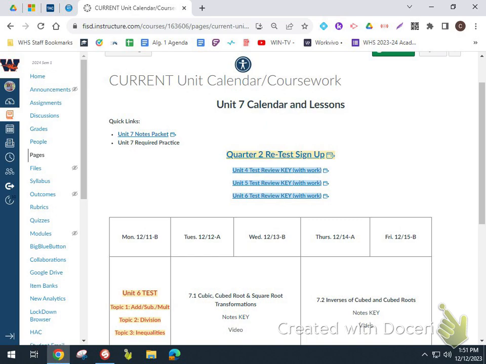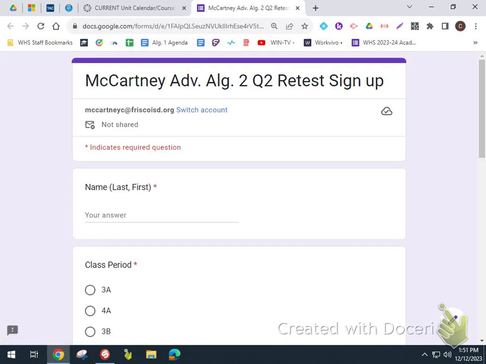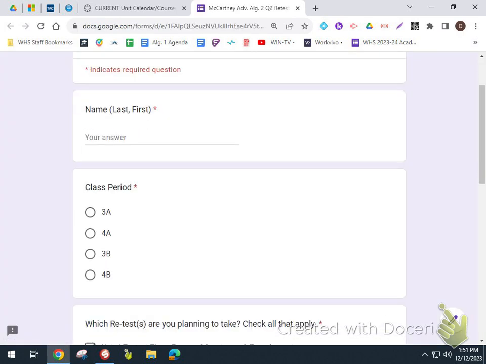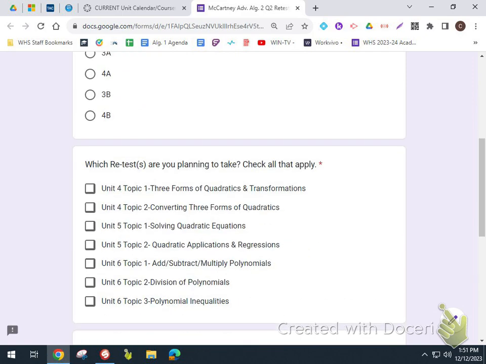What I'm going to have you do in a second, I'm going to pass back Unit 5 and Unit 6 tests. I made this little sign-up sheet that if you are retesting, you are going to complete. Let's go over it so you understand. You're going to put your name so I know who you are. You're going to put your class. You're going to click whichever retest you choose to take. They're all there with descriptions of what everything is. They are in Hac, so you can go to Hac and look at your grades too and see which ones you think you might take.